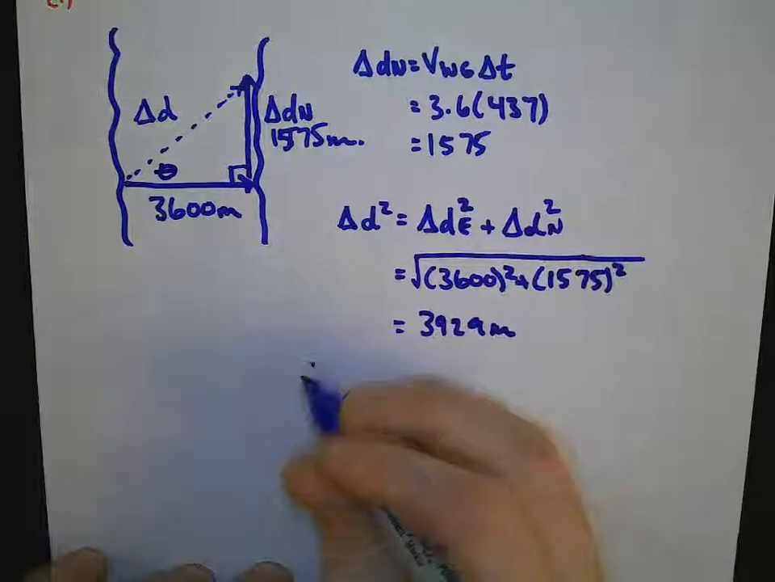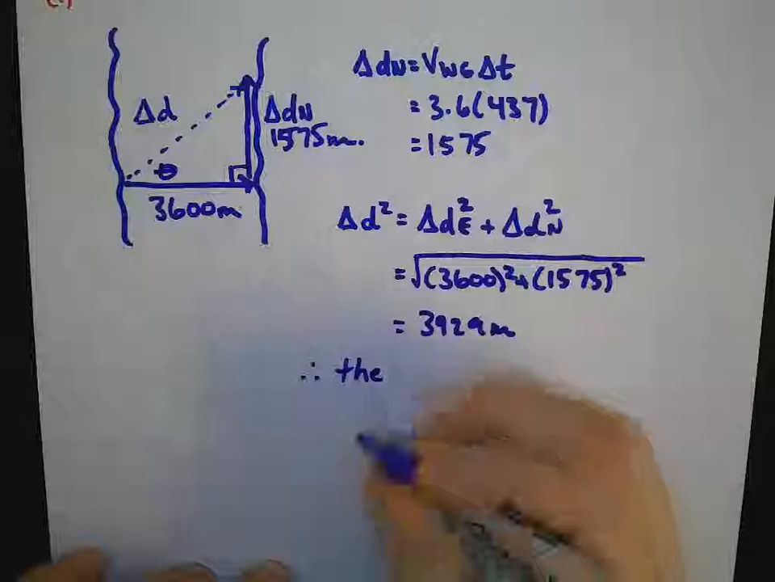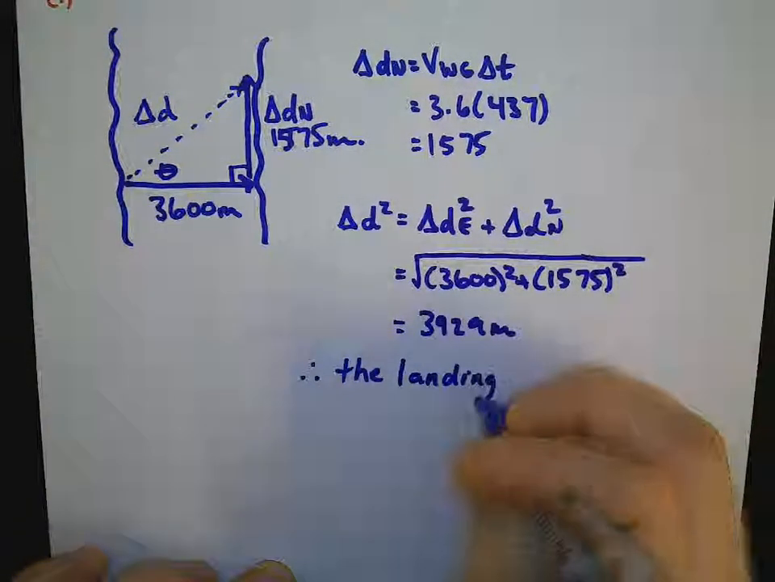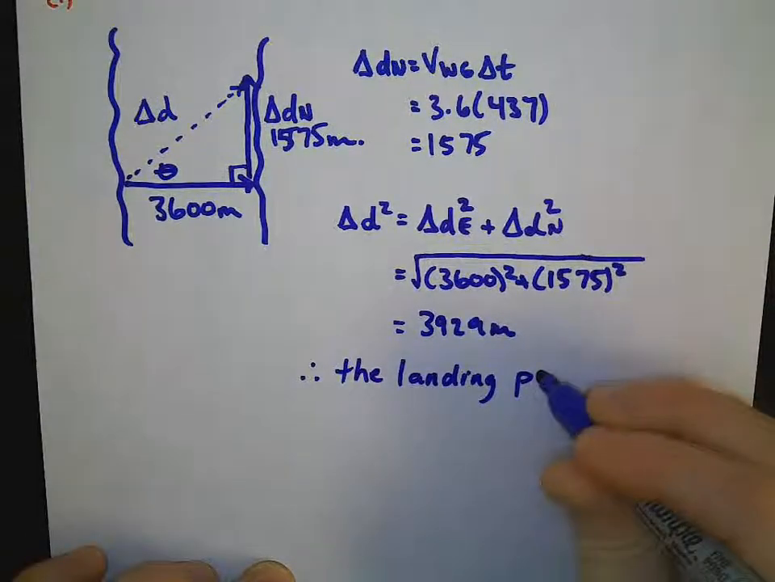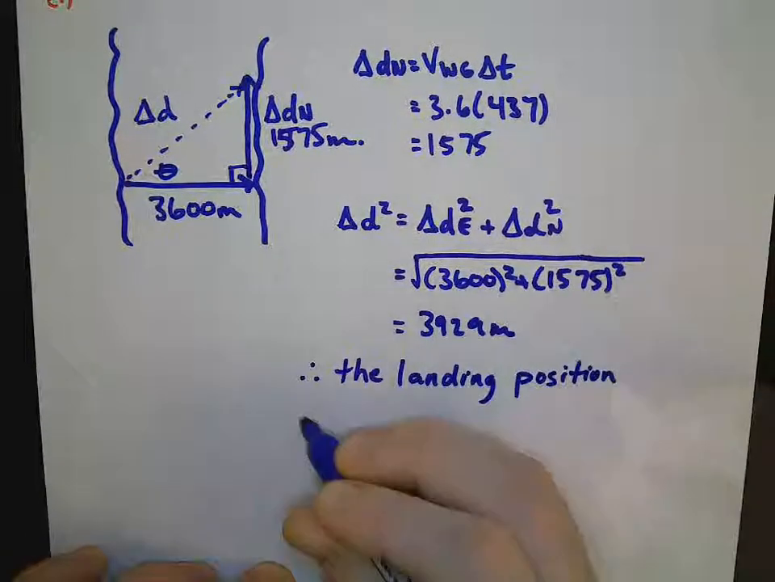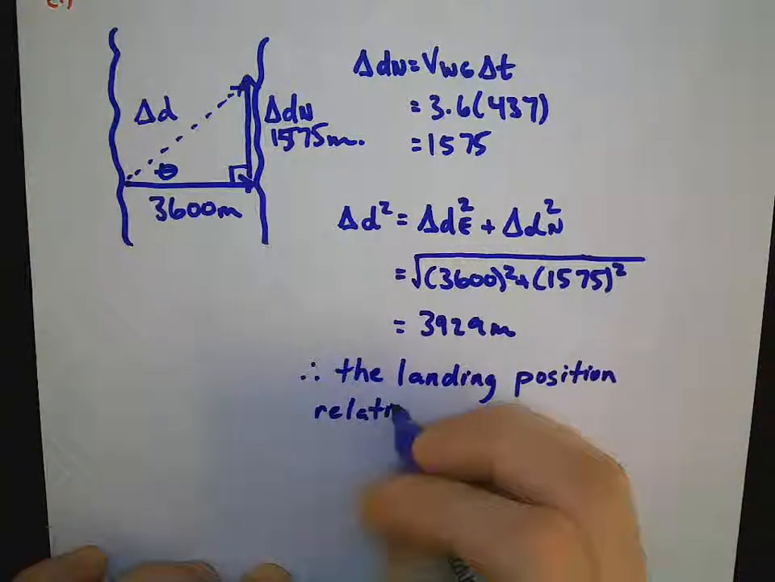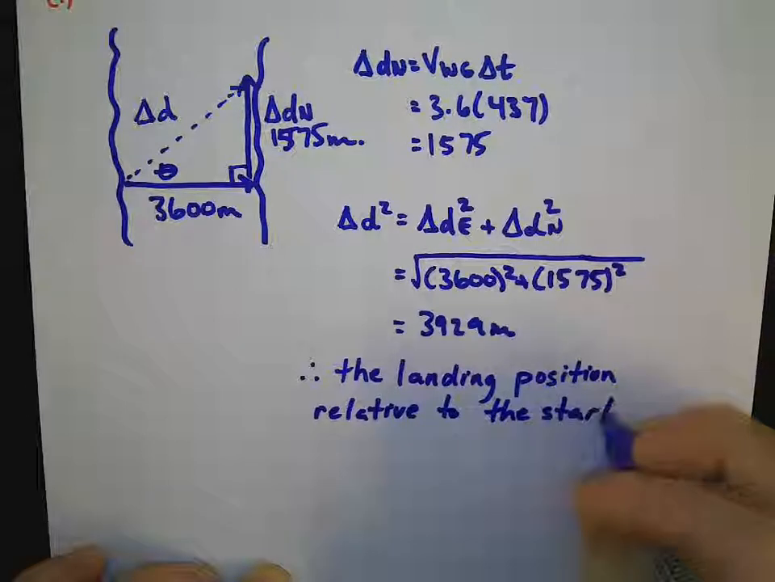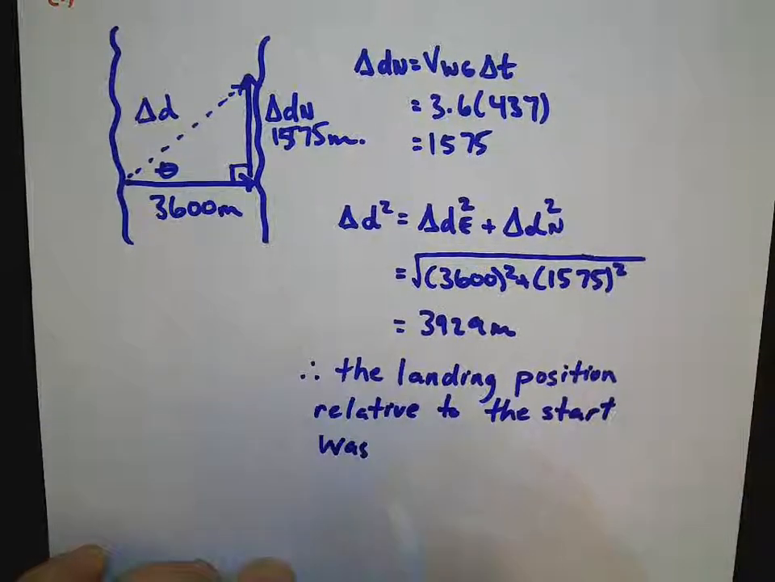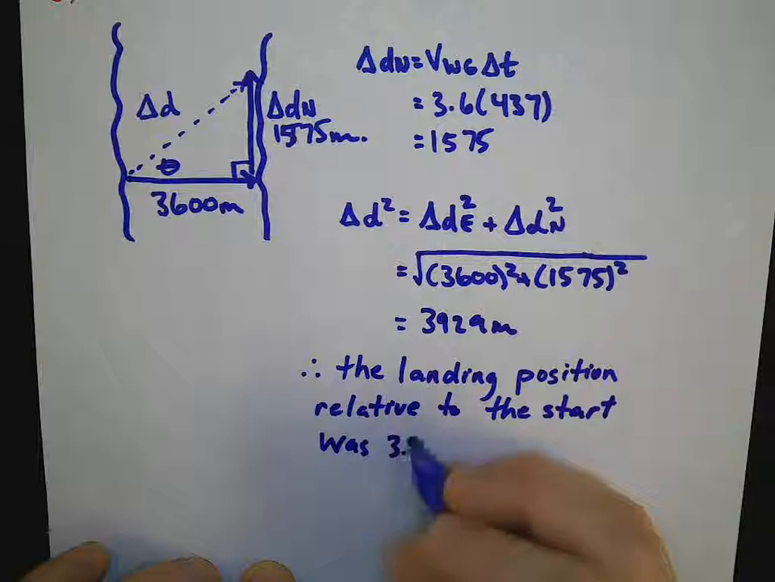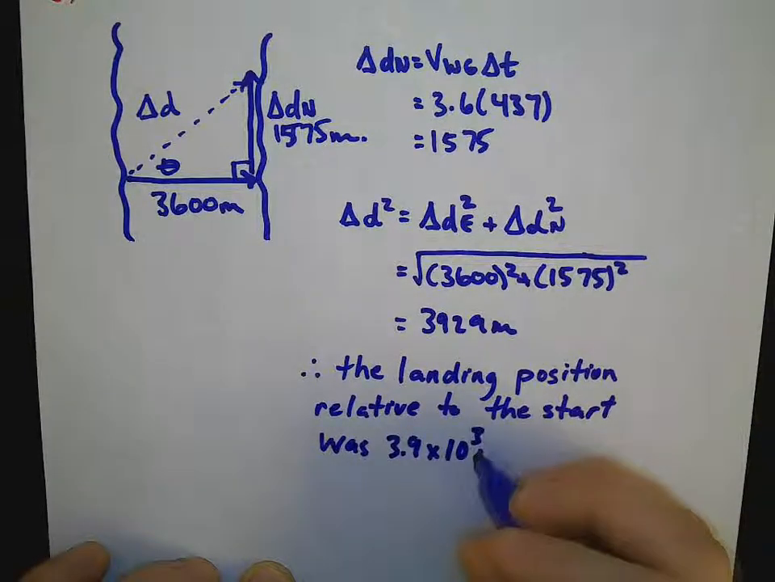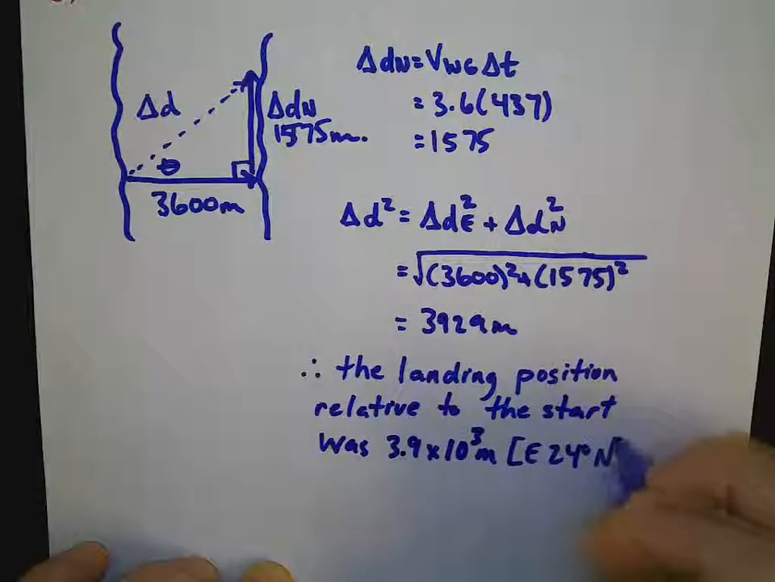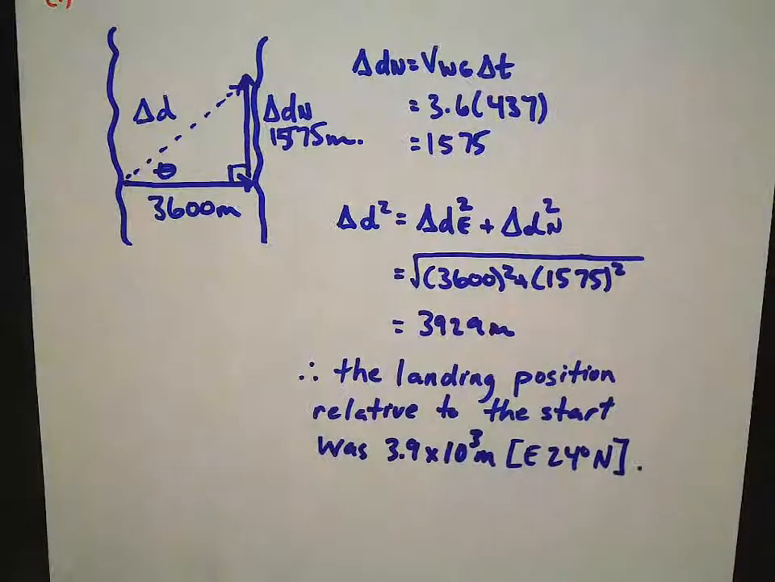So therefore, the landing position relative to the start was 3.9 times 10 to the 3 meters east, 24 degrees north.